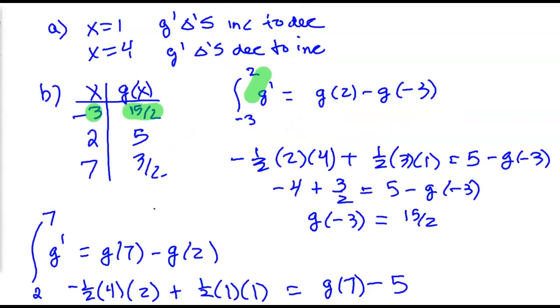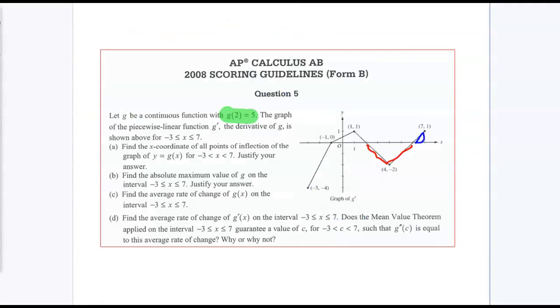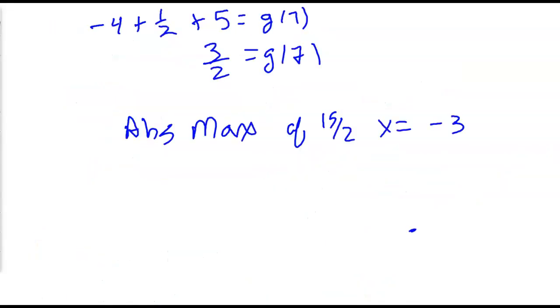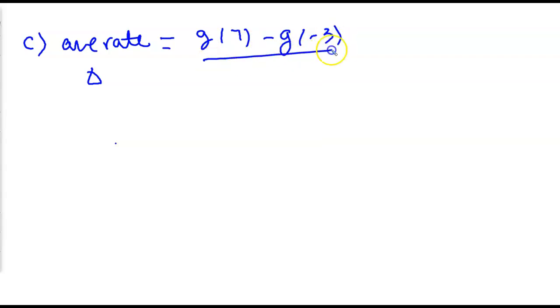All right. In the next question, part C, it says find the average rate of change, the average rate of change from -3 to 7 of graph G. Okay, so to find the average rate of change of G, I'm going to have to use my average rate of change formula. So average rate of change is going to equal G of 7 minus G of -3 all over 7 minus -3.